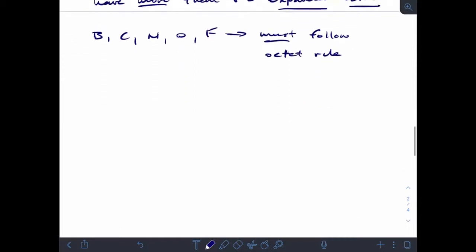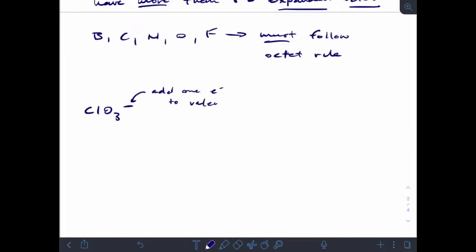Okay, so let's do a Lewis drawing for the chlorate ion, ClO3-. The only thing that's special about this is that the negative sign means that we add 1 electron to the valence total. If it were a 2-, I would add 2. If it were a 3-, I'd add 3, and so forth. If it's a positively charged ion, I subtract 1 from my total.